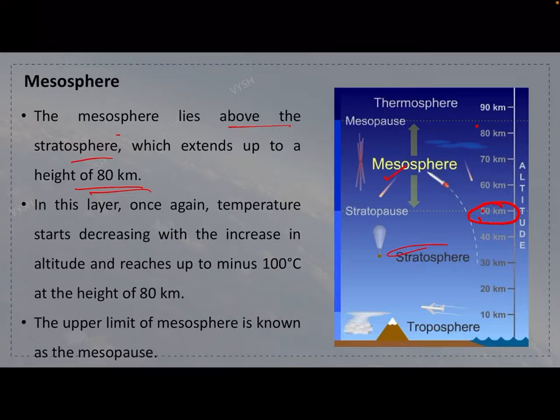Okay, in this layer the temperature starts decreasing again. Till now we saw the temperature was stagnant till the stratosphere, and again it started decreasing, and reaches up to minus 100 degrees at the height of 80 kilometers, almost at the top of the mesopause, basically where the mesosphere and thermosphere divide. At the mesopause, it reaches almost minus 100 degrees Celsius. The upper limit of the mesosphere is known as the mesopause.